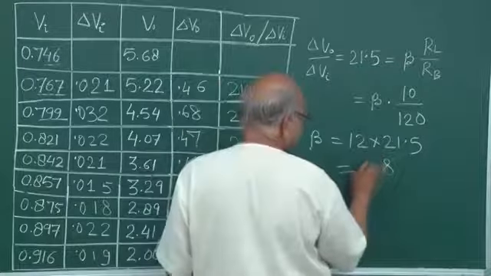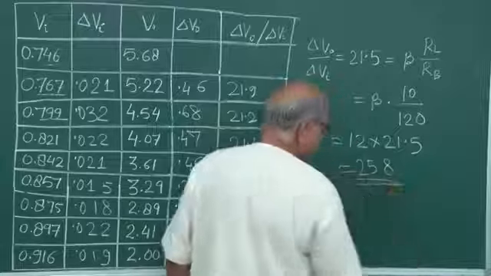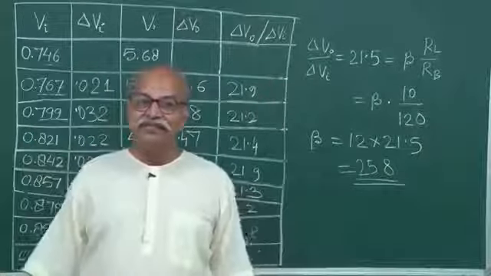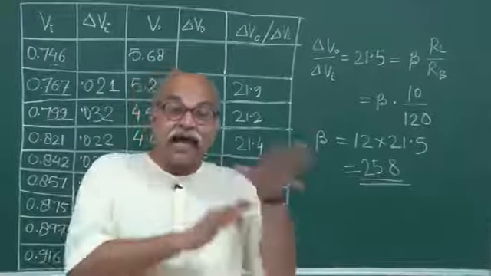And 24 plus 1 is 25. So that is the beta from our observations. That is how the amplification works. I have shown you the amplifying action.